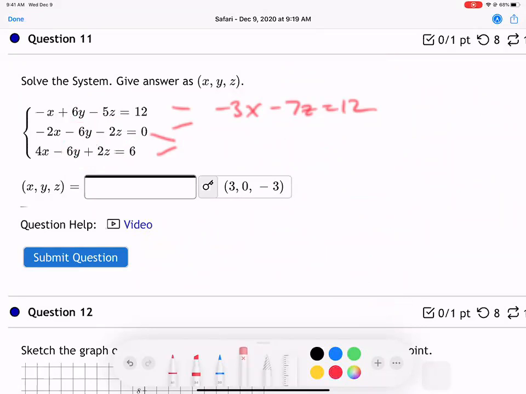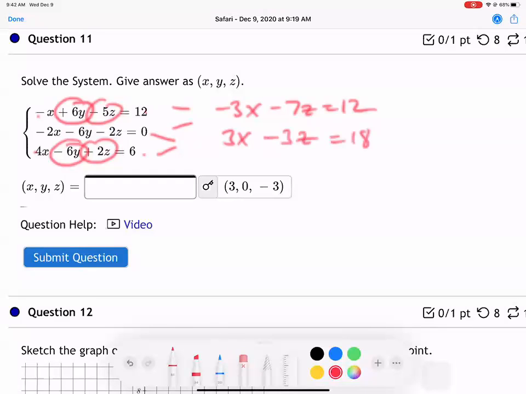So Alex is a genius, and he told me that I should have used these two instead. Those would have canceled out. These guys don't cancel out. So when I did that, 4 minus 1 is 3x. And then negative 5 and positive 2 is negative 3z. And this is equal to 12 and 6, which is 18.